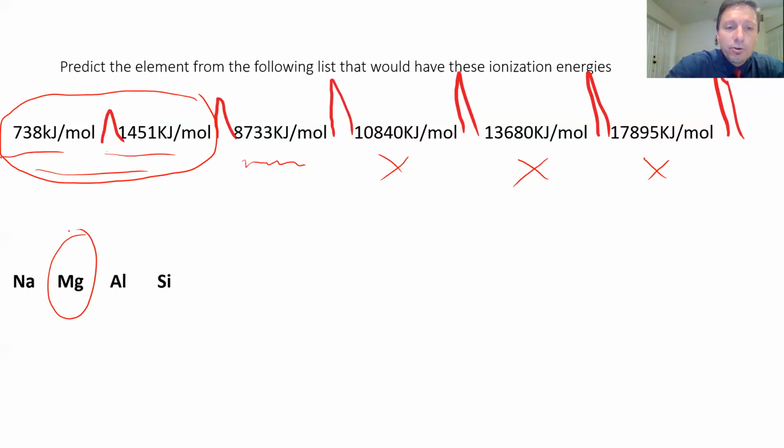Now, if this number here was maybe around 3,000 kilojoules or possibly 4, that would therefore be aluminum. But when you look at this one being so much more than the 1,451 kilojoules, it's not going to be easily removed, and therefore that's magnesium.